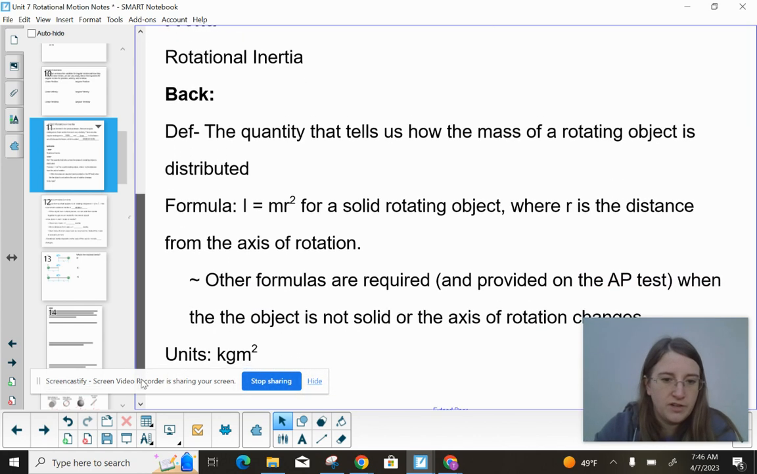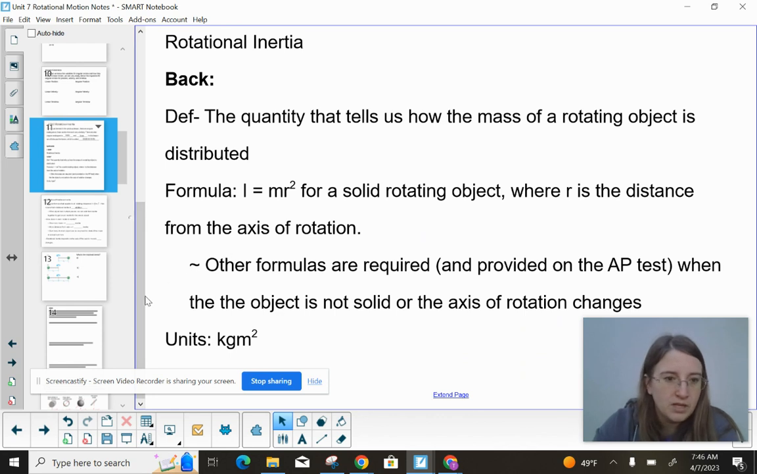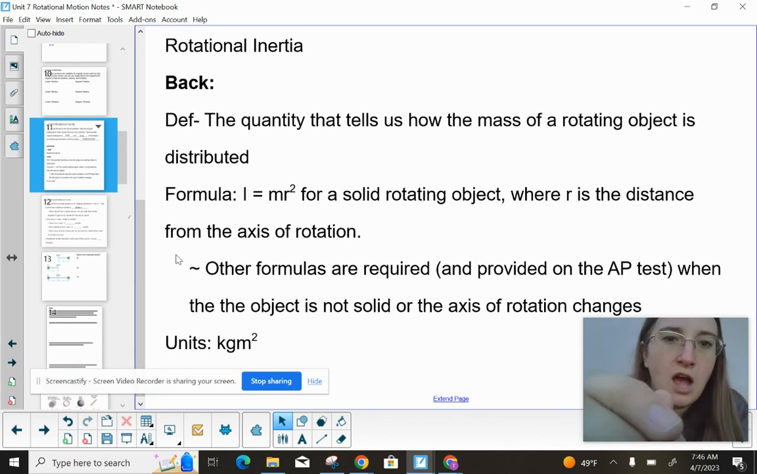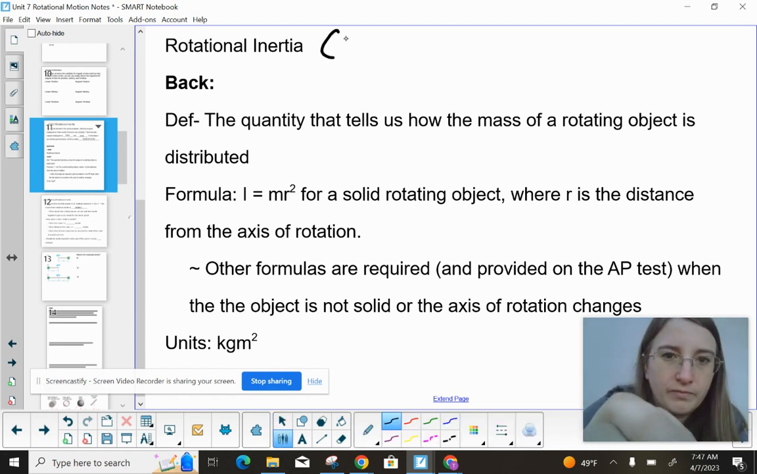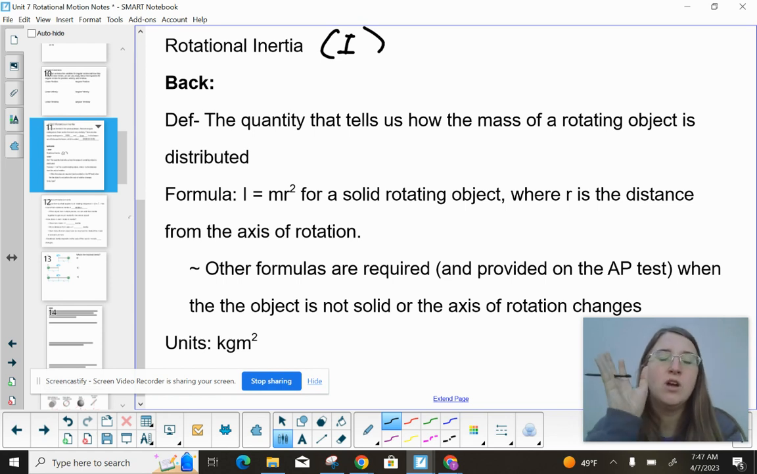So if you could pause the video and make your note card here. The front is going to be rotational inertia. The variable for this is I. If you want to add that to your note card, go ahead and pause the video, write this down, and then we'll talk about it.